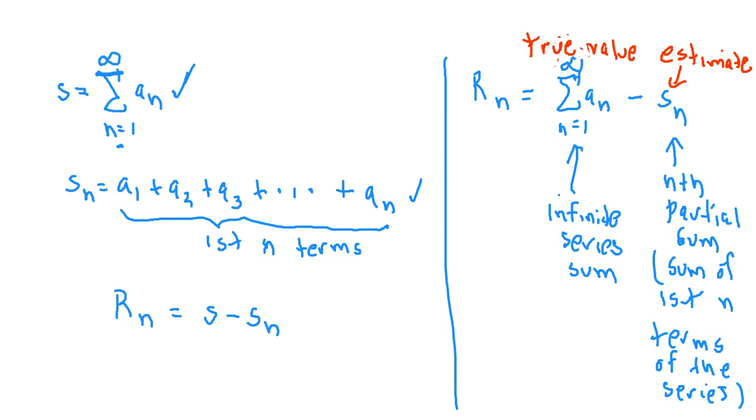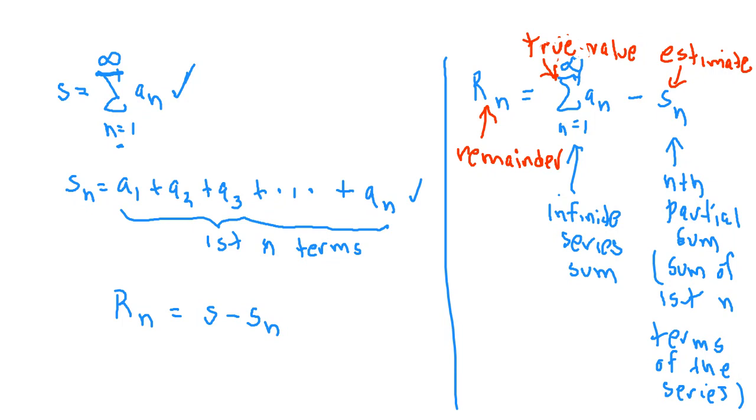Okay, and this R sub n is known as the remainder. So the difference between the true value of the series and its estimate, which would be the sum of the first n terms of the series, that difference is called your remainder, R sub n.